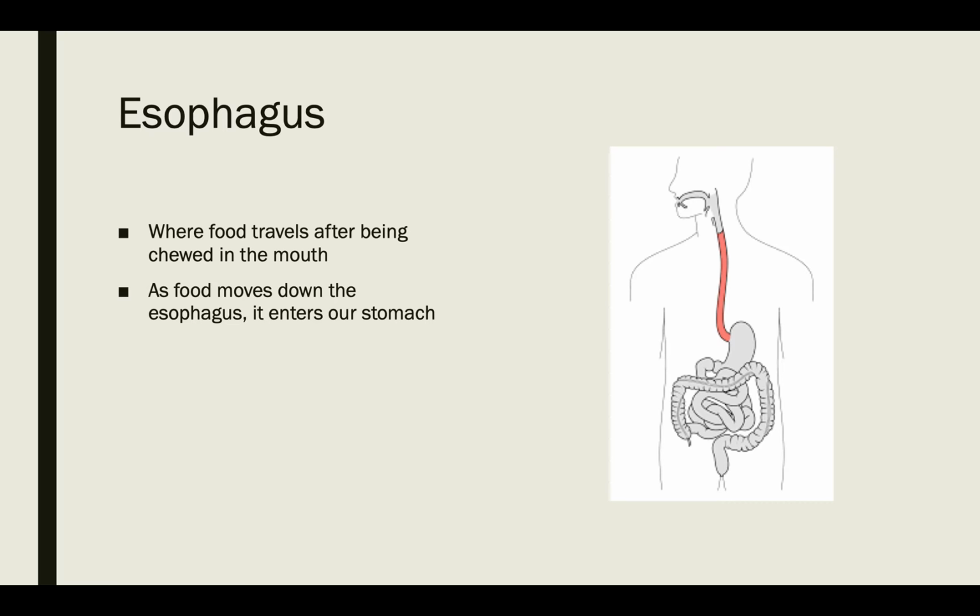Okay, the next is esophagus. The esophagus is located in your throat near your trachea. The esophagus is where food travels after being chewed in the mouth. As food moves down the esophagus, it enters our stomach. And there is a picture of our esophagus. As you can see, it goes from the mouth and into the stomach right there.